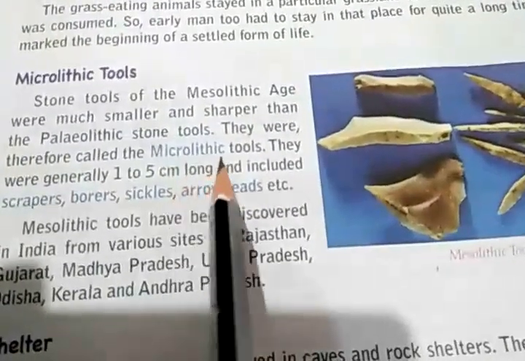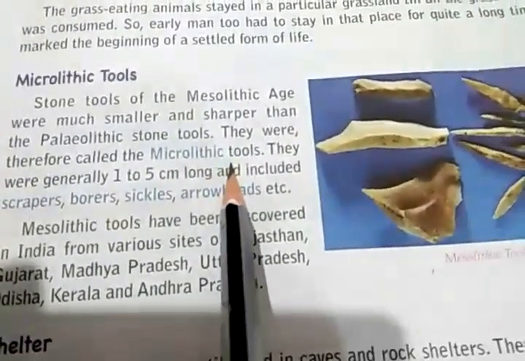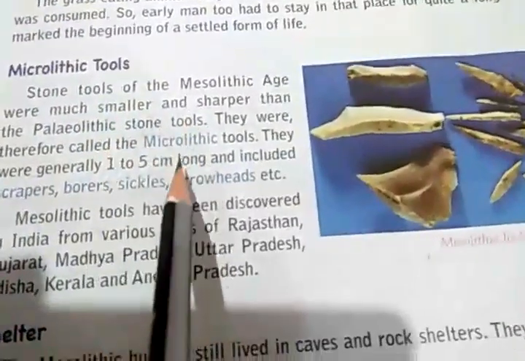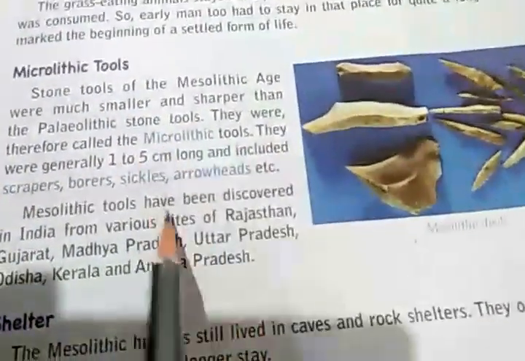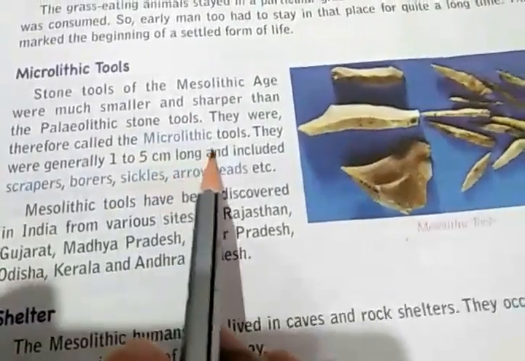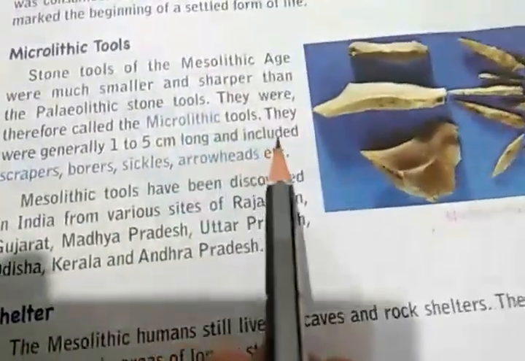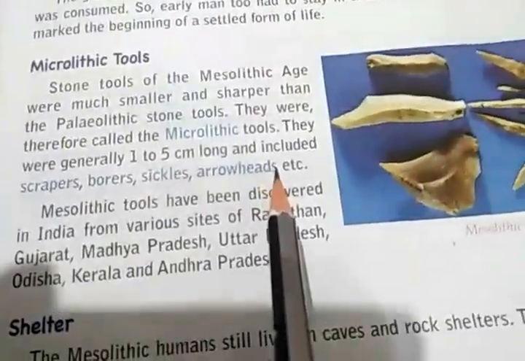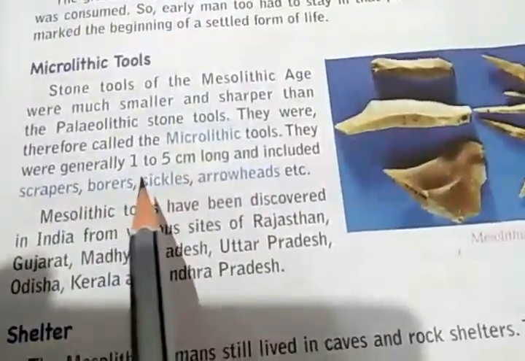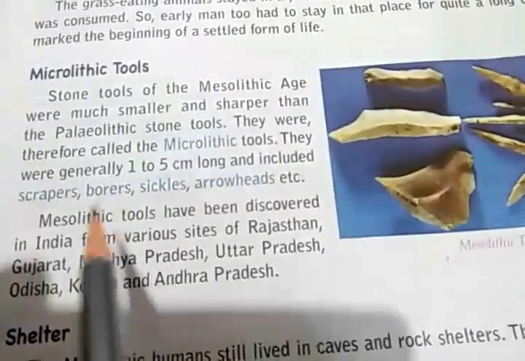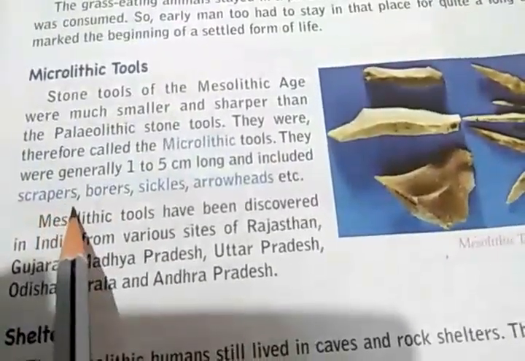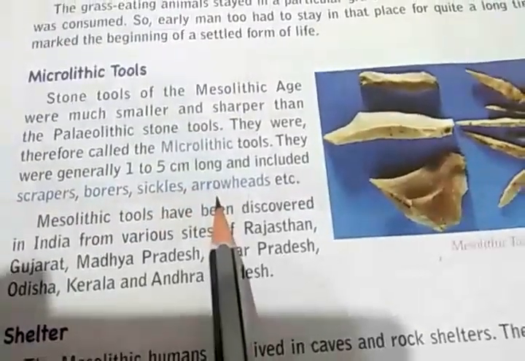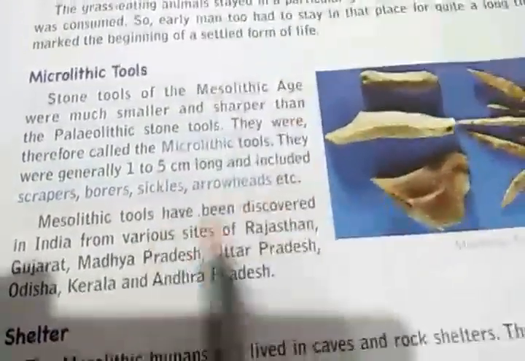They were therefore called microlithic tools. Why were they called microlithic tools? Because they were much smaller and sharper. So they were called micro, small lithic stone tools. They were generally 1 to 5 centimeters long. Now, what were those microlithic tools used in the Mesolithic age? They were scrapers, borers, sickles, and arrowheads, etc.